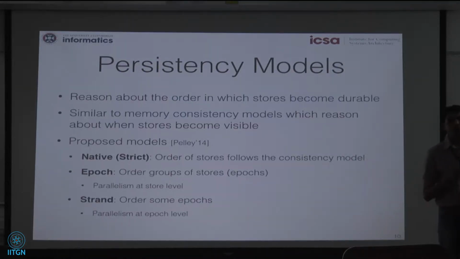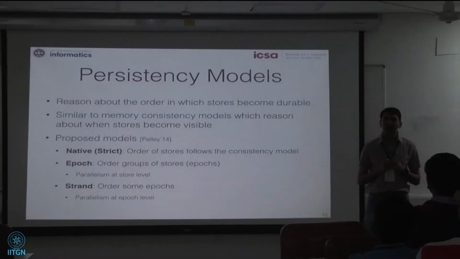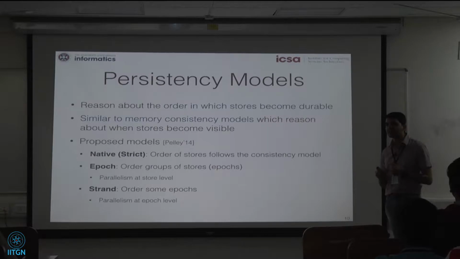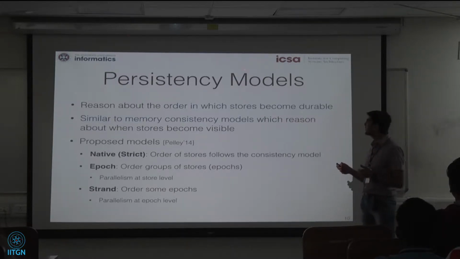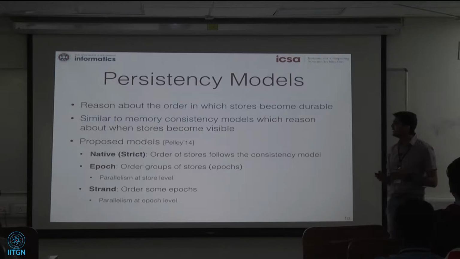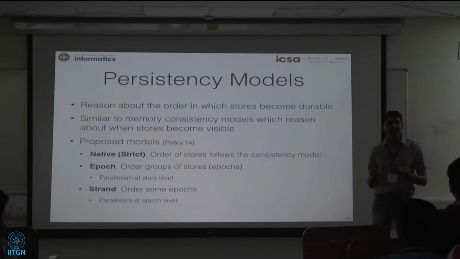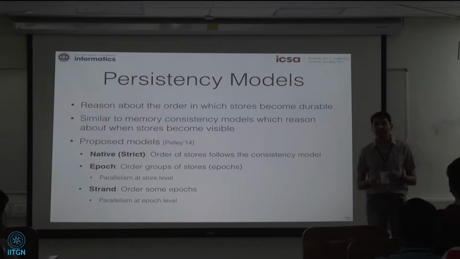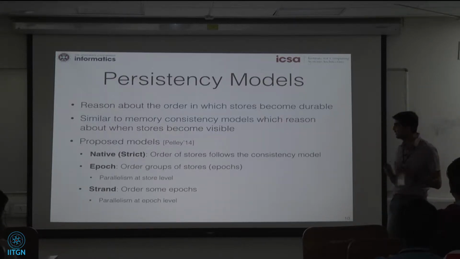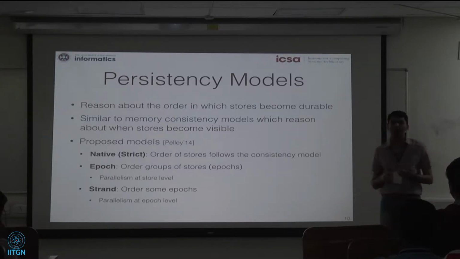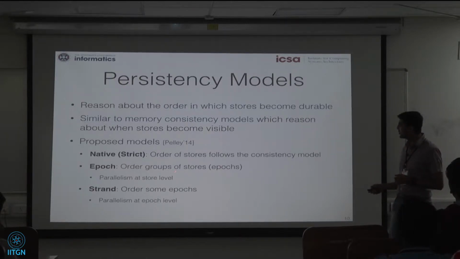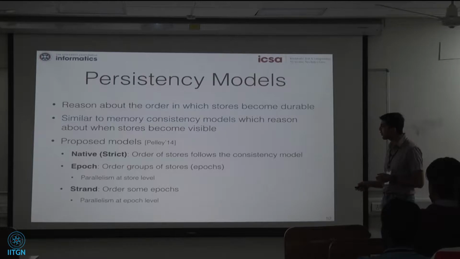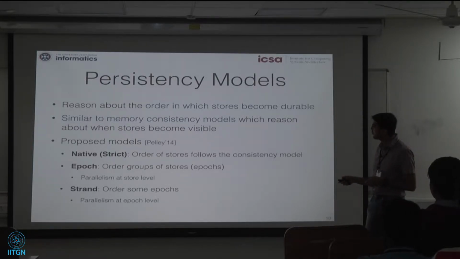So in order to guarantee consistency, in processors we have memory consistency models. Similarly, to guarantee consistency of data structures in non-volatile memory, we have what is known as persistency models. Now, these models reason about the order in which updates to various data structures reach a non-volatile domain, which is NVM in this case. This is similar to memory consistency models, which reason about order in which stores become visible. Now, a few models have been proposed in the literature. I'll not go into detail into all of these models, but just to briefly introduce them.